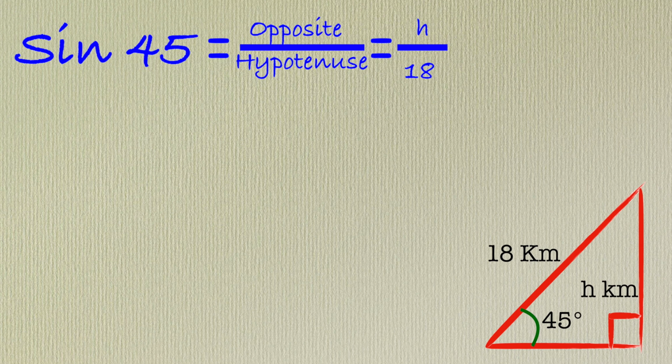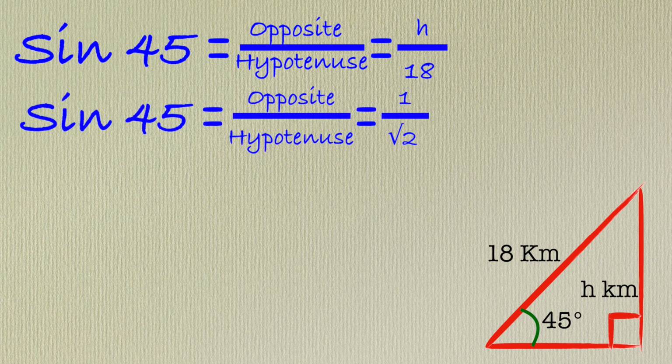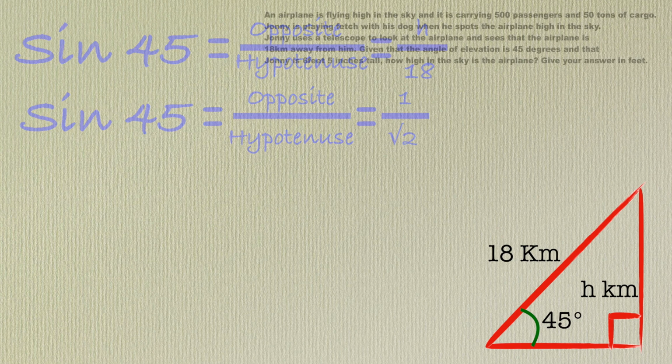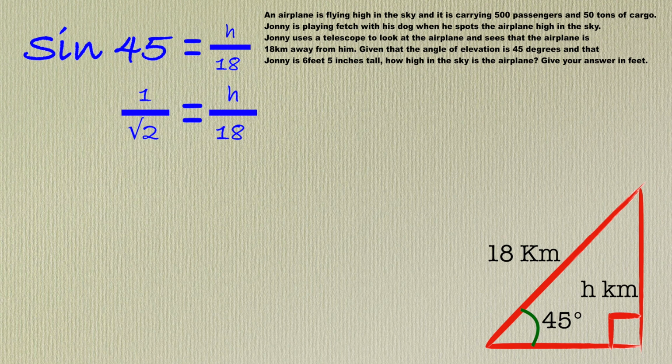Let's think back to our unit circle. In the previous video, which is linked below, we said that the value of sine 45 is equal to 1 over root 2. Great! We can use this in our equation. 1 over root 2 is equal to h over 18. We can simplify this to say that h is equal to 18 over root 2.